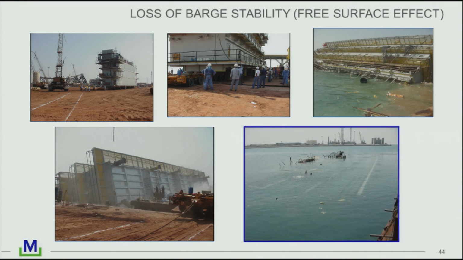Barge in Abu Dhabi, trailer loadout, all going well, people looking at it. Barge heels, module falls over into the sea and ends up in the water. 40 million pounds worth, $40 million worth of kit ruined. Probably what they've done here is they ballasted the barge, but then forgot completely about free surface effect in the tanks.